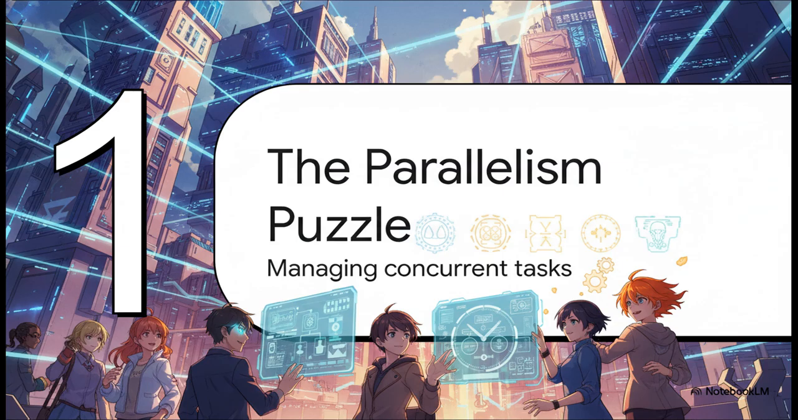Okay, so let's set the stage. Modern systems, and I mean especially in the Web3 space, are just getting slammed with concurrent operations. I mean thousands of things happening at once. And the real trick is, how do you manage all that without the whole thing just falling apart?